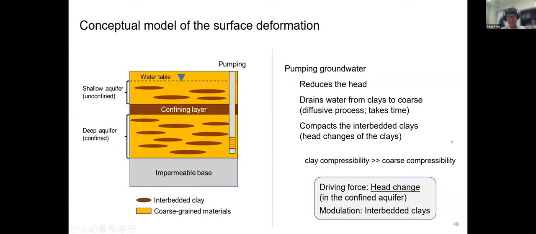And again, the driving force is the head change in the deep confined aquifer. The reason it's mostly happening in the deep confined aquifer is that it's a pressurized system, which generates much greater head change compared to the unconfined system. But the resulting deformation that can be measured by InSAR data is modulated by properties of the intervening clays, like the conductivity of the clays, the thickness of the clay, or the fraction of the clay. And that's where the airborne EM that I have shown can provide some information about the subsurface. I'm going to talk about that at the end.